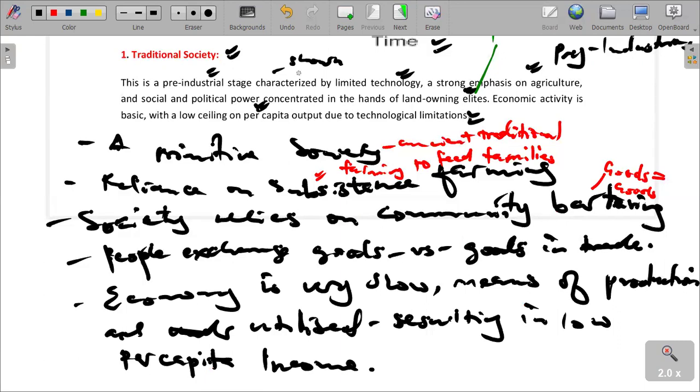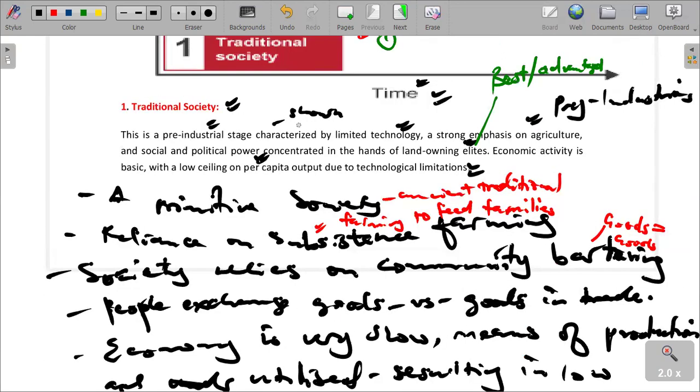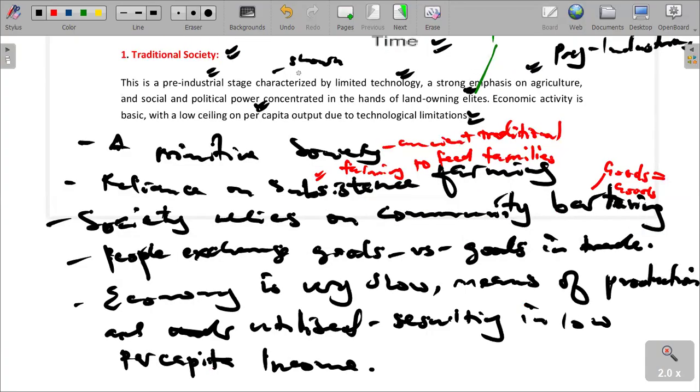The land-owning elites, we are talking about the elites. We talk about the best. We talk about the most advantaged. We talk about these people who have got the influence. So the economic activity is basic. It is primary industrial activities that are forming part of that traditional society.